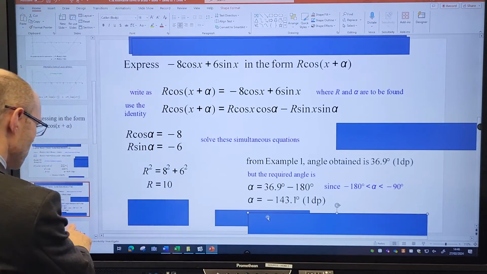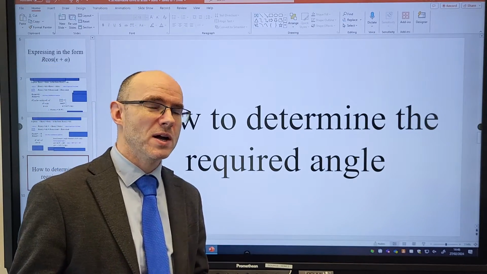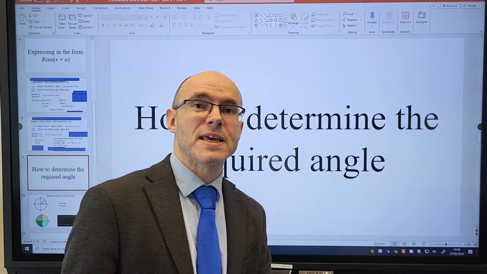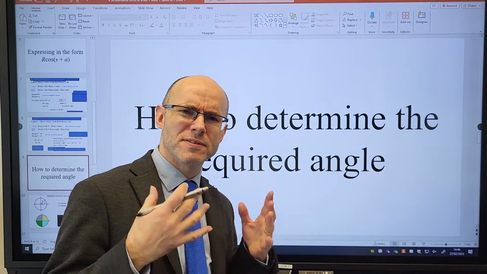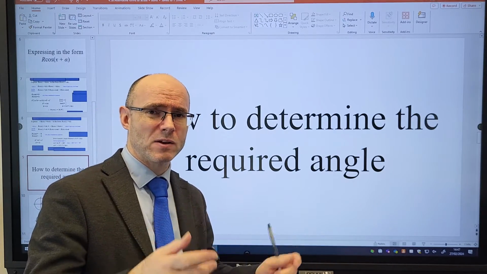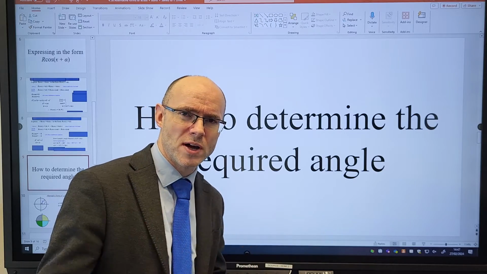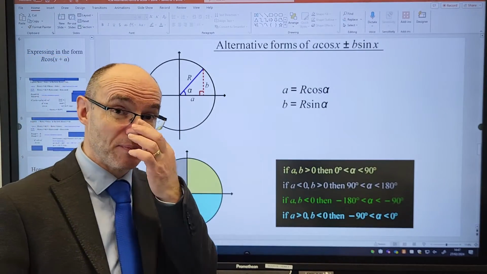So my next bit is on how do you determine the required angle. The short answer to that is the Edexcel course makes it really easy for you. It kind of takes the fun out of actually doing it. They actually guide you through it and they basically make sure that the angle is acute and between 0 and 90 degrees. I suppose they don't give you the angle. How do you actually do it?